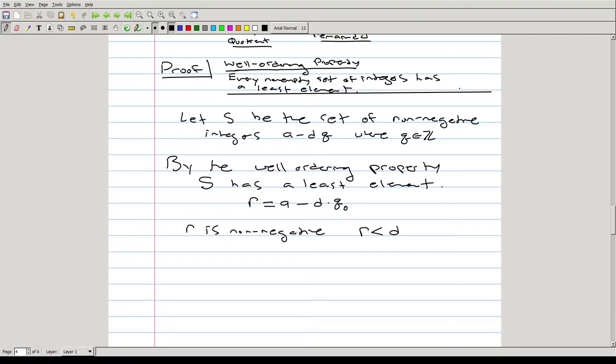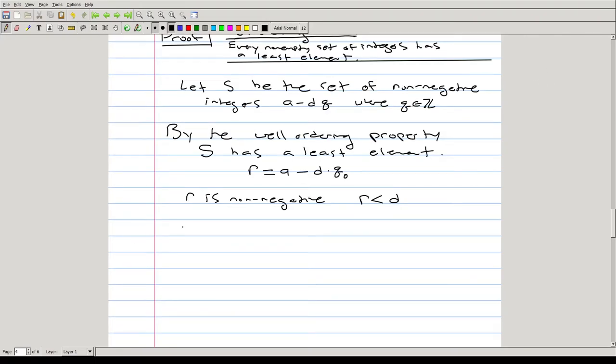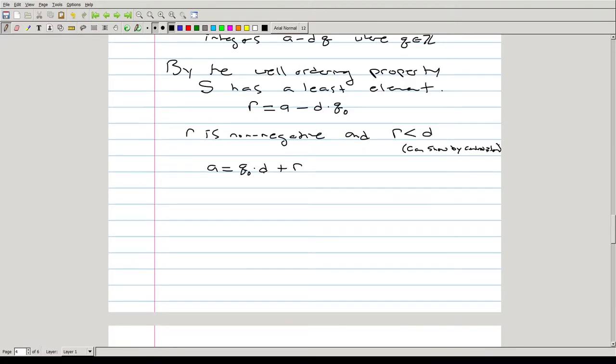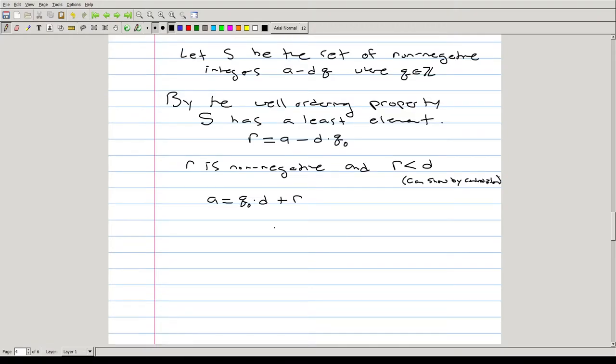And the idea here now is that because we have this, we then have that A is equal to Q naught times D plus R. And so we've shown by the well-ordering property the existence of a quotient Q naught and the existence of an R that satisfy the properties of the division algorithm. So this ends the proof.